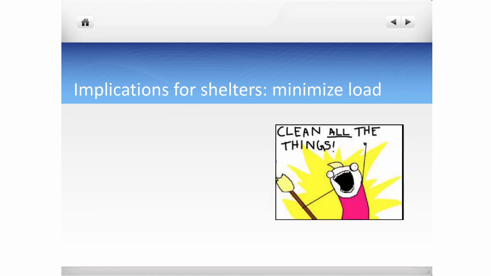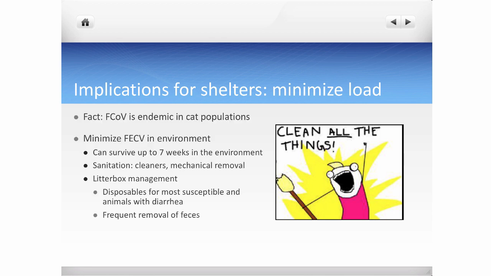So yes, cleaning all the things is important. We're not going to eradicate it by cleaning, but we certainly can minimize the load of the virus in our shelters. And so recognizing that it's endemic in cat populations, at least we want to minimize the enteric coronavirus that we're seeing in the environment. It can survive up to 7 weeks in the environment, but it does respond to most sanitation and cleaners and mechanical removal.